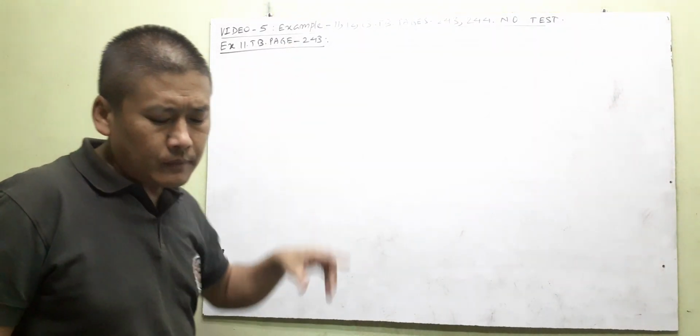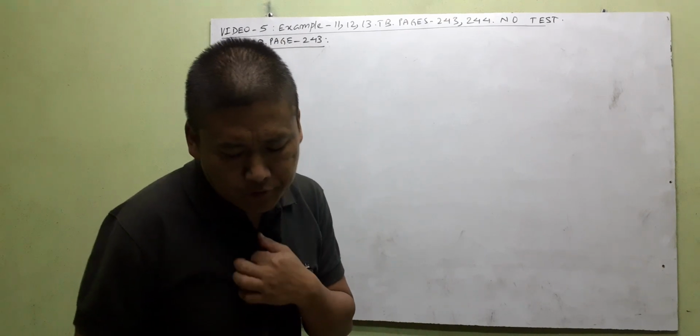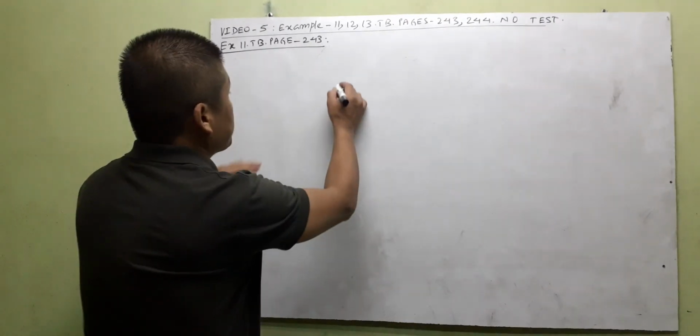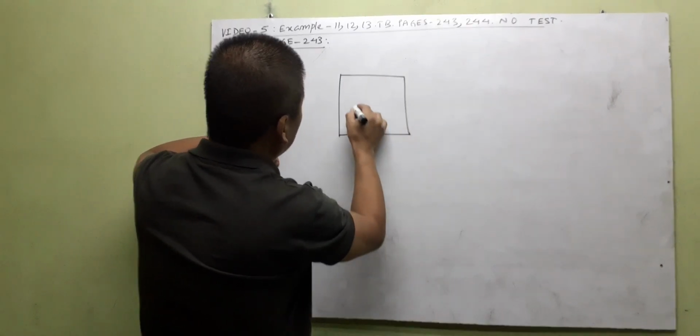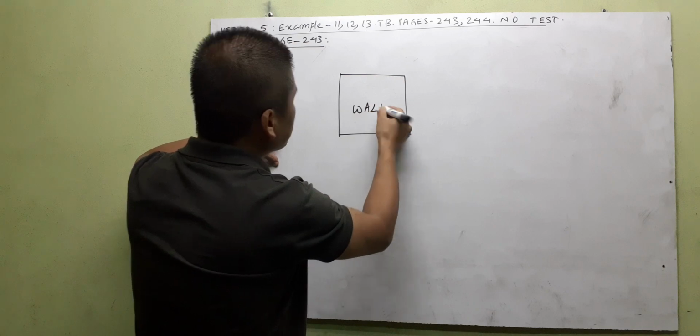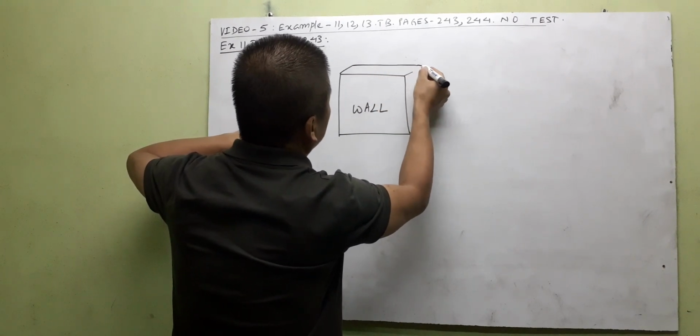Okay, let me read the question for us. A wall of length 10 meter was to be built across an open ground. The height of the wall is 4 meter and the thickness is 24 centimeter. So let us draw that first. So there is a wall. Let's suppose this is the wall. We know it's always cuboidal in shape, so we may draw it this way.